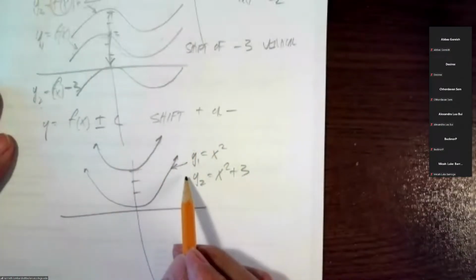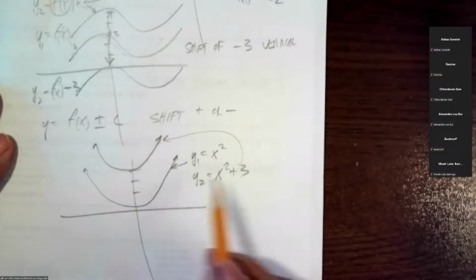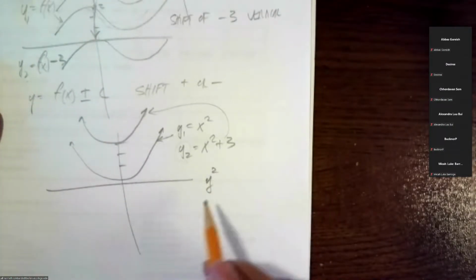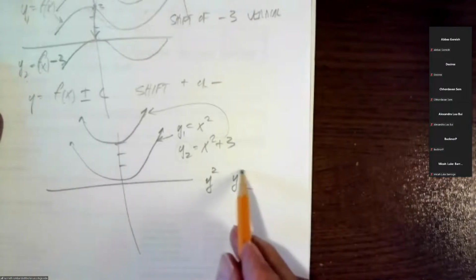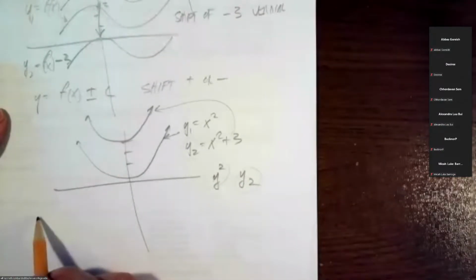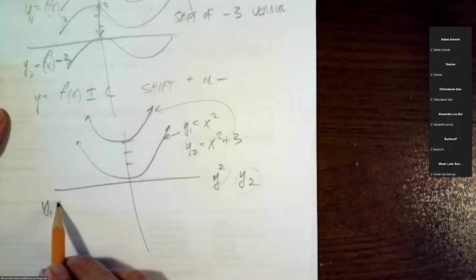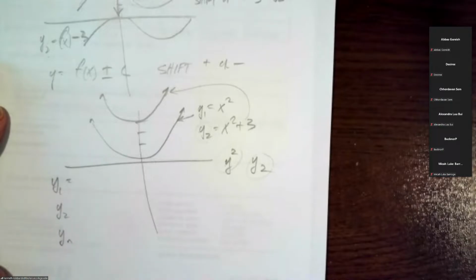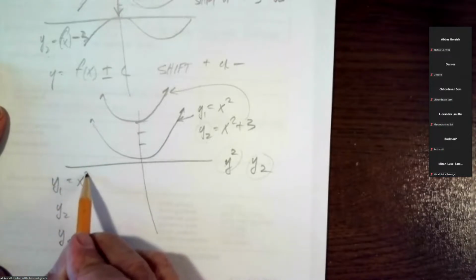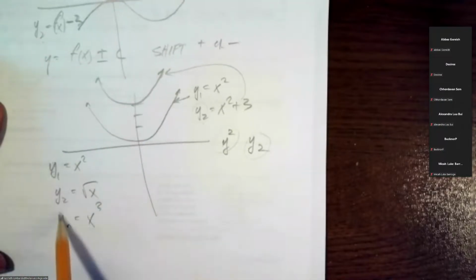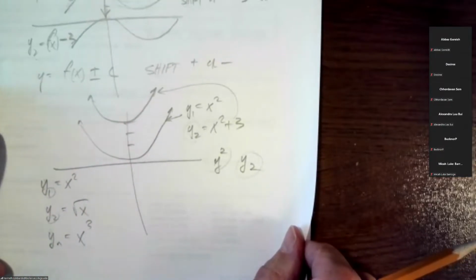Oh wait, I thought y2 was y squared. That's why I was confused. No, that's y sub 2. Y squared looks like that. Y sub 2 looks like that. That's a different y. That's the square of y. Okay, I understand now. We might have a y sub 1, a y sub 2, a y sub n. A lot of different values of y. We might have an x squared or root of x or x cubed. Just a different y. Sorry.